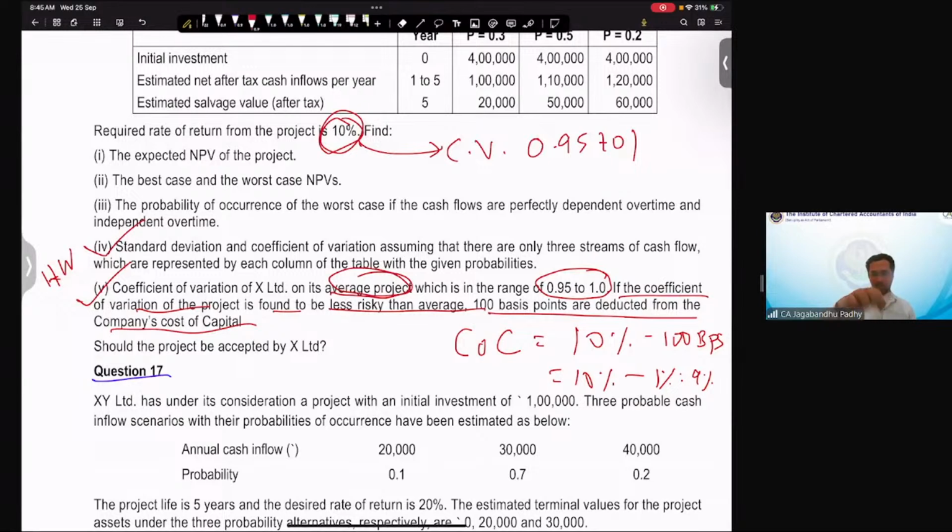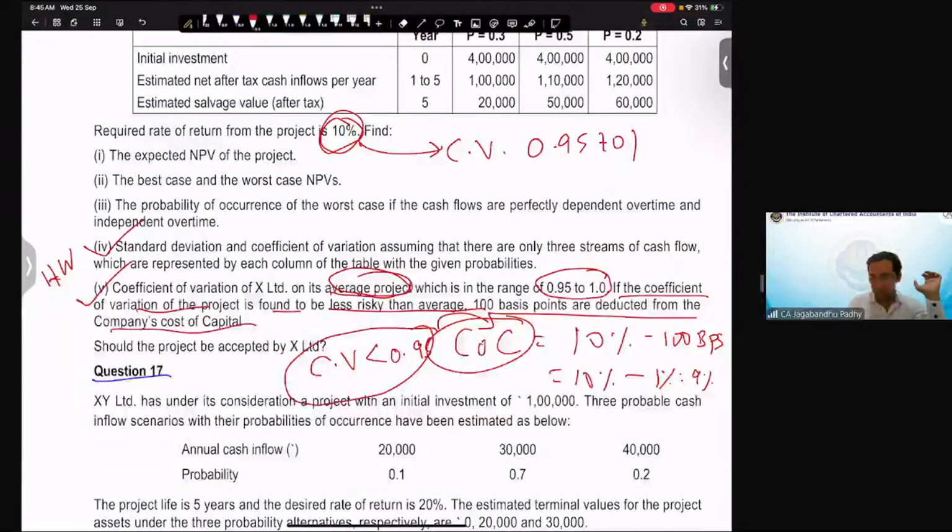So the question says, if your coefficient of variation is in the range of 0.95 to 1, then you can use 10%. But if your coefficient of variation is less risky, I mean, if the coefficient of variation is less than 0.95, that will make the cost of capital 9%. So you just need to check whether the coefficient of variation that you will get in this fourth part is less than 0.95. If it is less than 0.95, then you are going to discount the cash flows using 9%. Clear?